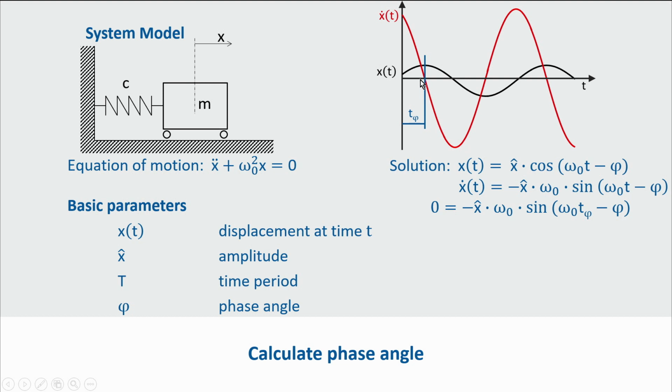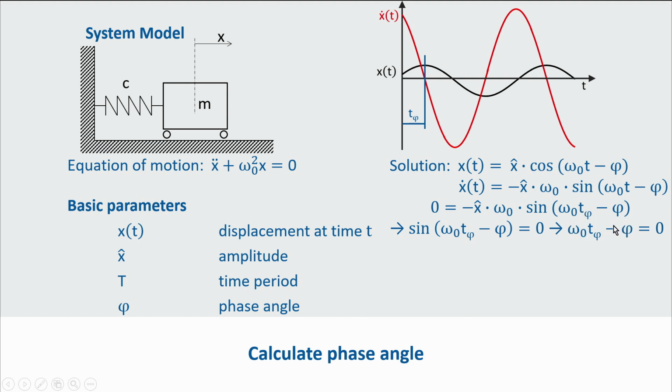And if you put that constraint into your equation, then you can set x dot to 0, and you could put in for t the time t phi. And of course, you know that x roof and omega 0 can't be 0, because then we wouldn't have any oscillation. So the sine function has to be 0.